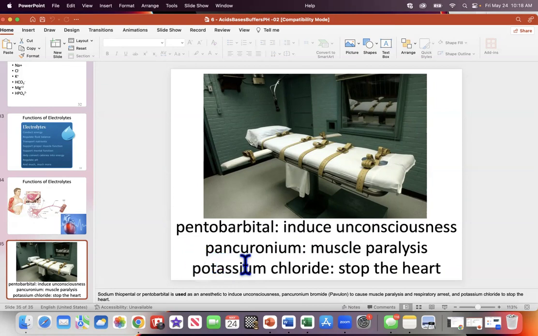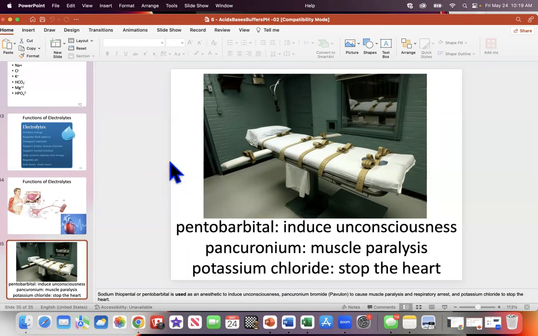Because potassium is supposed to be high inside the cell, right? The ICF, intracellular fluid, we talked about it, is supposed to be high in potassium. But when you IV inject a high dosage of potassium into this person's blood, it makes the ECF, extracellular fluid, high in potassium, which will prevent the potassium from flowing. Potassium is supposed to flow out of the cell. And then it totally messes up the potassium concentration difference between the ECF and ICF. Then it will stop the EKG. So the heart will stop. And when the heart stops, the person dies.